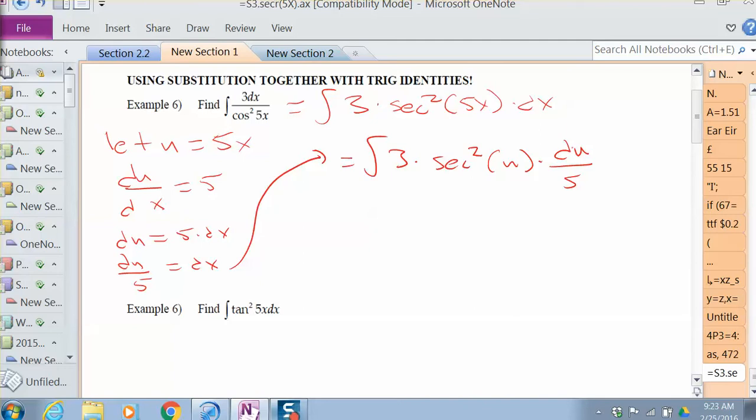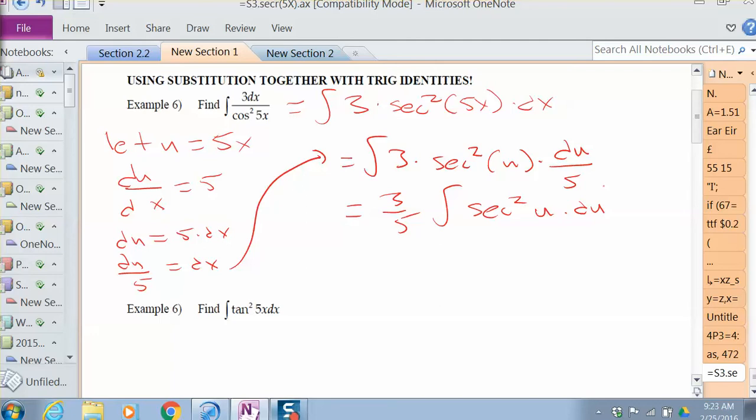Go ahead, Savannah. Why don't we move the 3 outside of the integral? So the question was, why don't we move the 3 outside the integral? Actually, we will. I just didn't feel like doing it. So now, I'll package it with the 5 on the bottom. And whether you want to put the parentheses around u or not doesn't really matter. Just by habit, I like to put as many parentheses as I can.